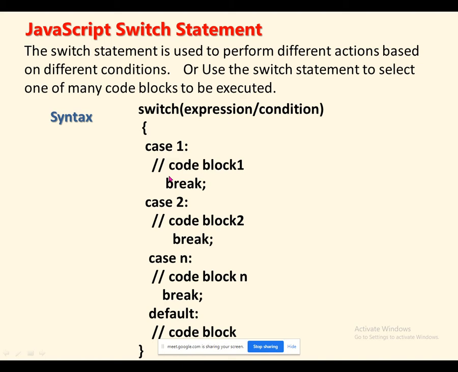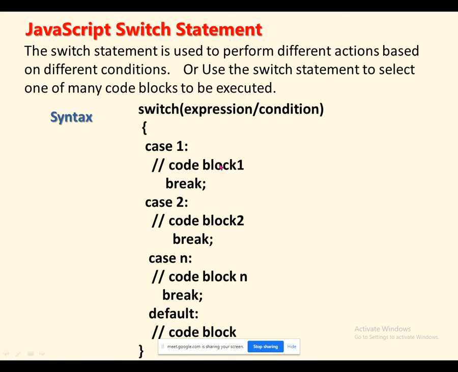Now see, the writing pattern is very important here. Switch, as I told you, must be in small letters, and in brackets you have to give the condition. Start the curly bracket, then case, which must also be in small letters. Case 1 means whatever options you are giving according to the conditions. So first case, then the colon symbol. This is very important, zoom in and have a look, the colon symbol is very important. Inside case 1, if the condition is satisfied with the first case, then whatever code block you want to give, whatever statements you want to display, whatever calculations you want to do.